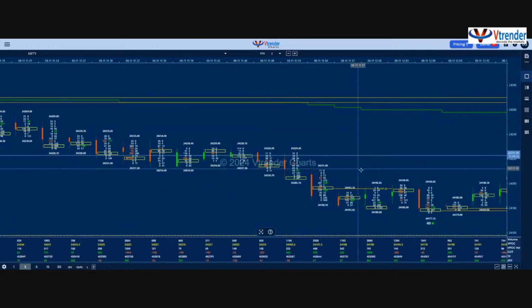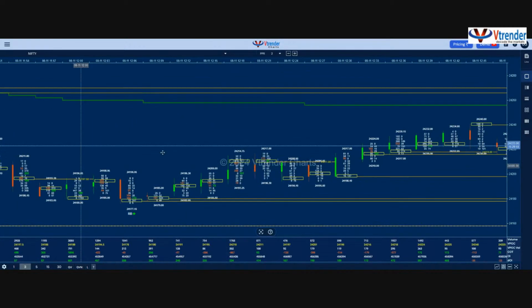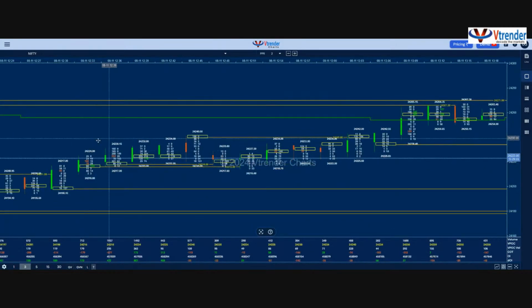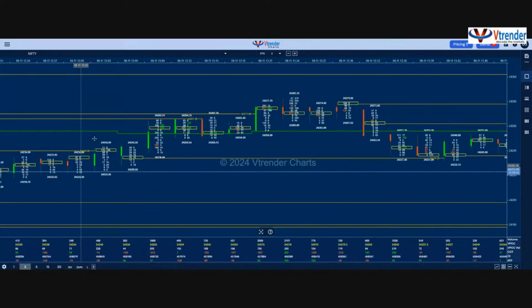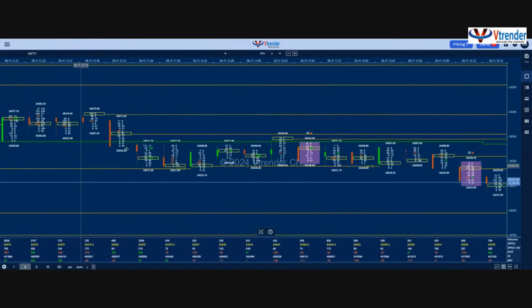And I'll quickly move on to what happened today, and we'll have a look at Nifty futures order flow of 3 minutes from the open to the close and see what the setups were for today's auction.